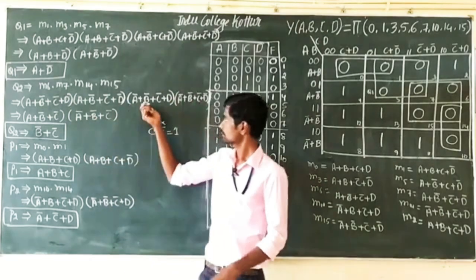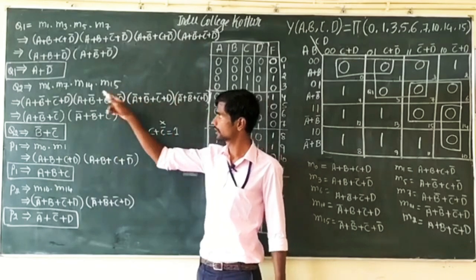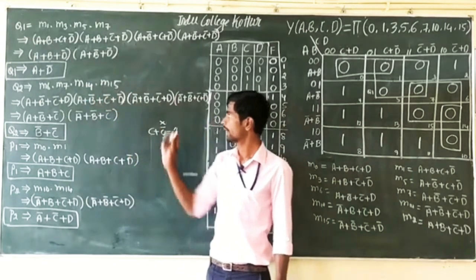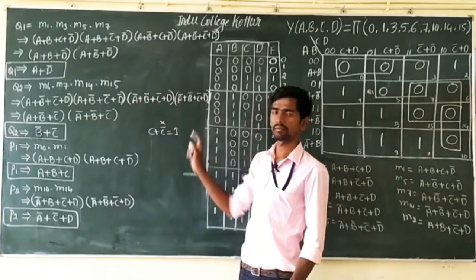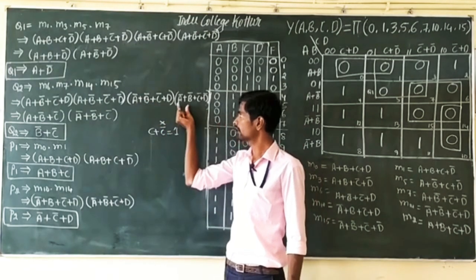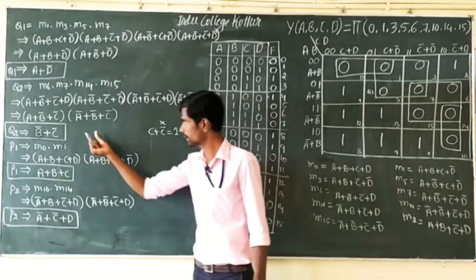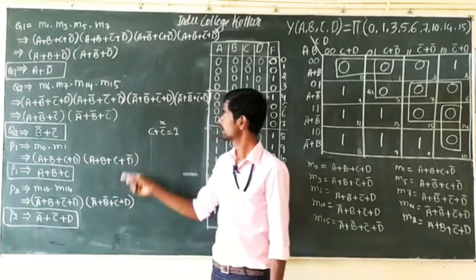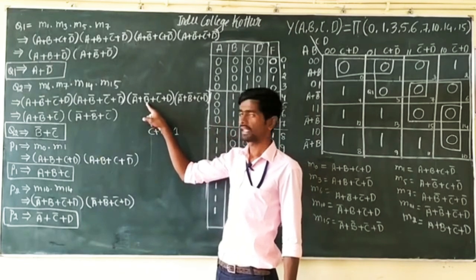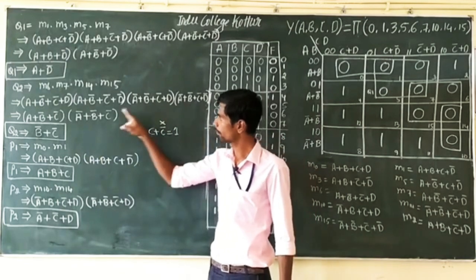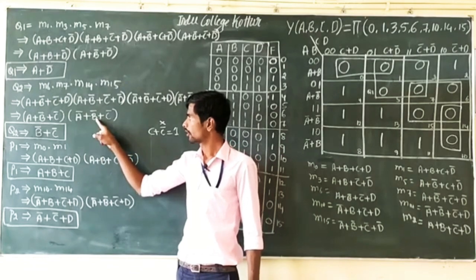Next, another two expressions, M14 into M15. We can take the same variables. Here is a complement, here is a complement, we can write a complement here. Next, the second variable: here is b complement, here is b complement, we can write b complement.